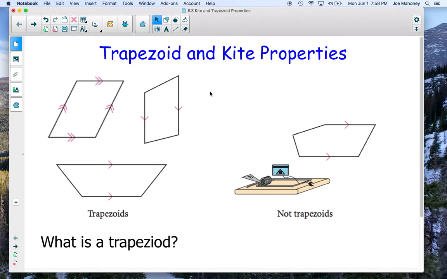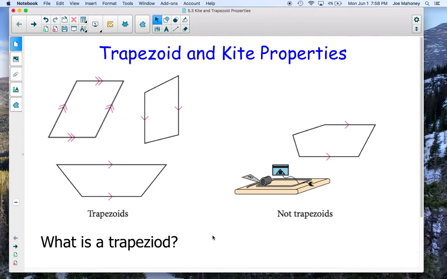So in this lesson, we're going to talk about some of the properties of a trapezoid and a kite. So before we even begin, let's remind ourselves, what is a trapezoid? You see figures on the left that are trapezoids, and you see figures on the right that are not trapezoids. So what is a trapezoid?